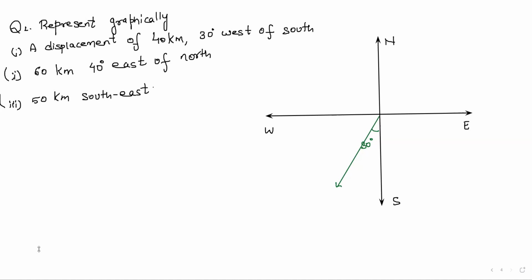I will draw the graph of this question. Okay, good. Done, sir. Next is 60 kilometer, 40 degree east of north. So this is north. From this you have to go 40 degree east, so it will be like this, and this is 40 degree. Now next one, 50 kilometers southeast. Southeast means exactly in the center, like this. So this is 45 and this is 45. Was everyone's answer the same? Yes, sir. Very good.